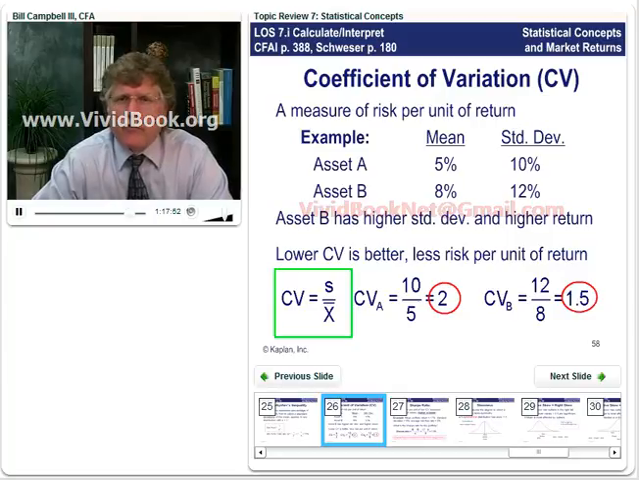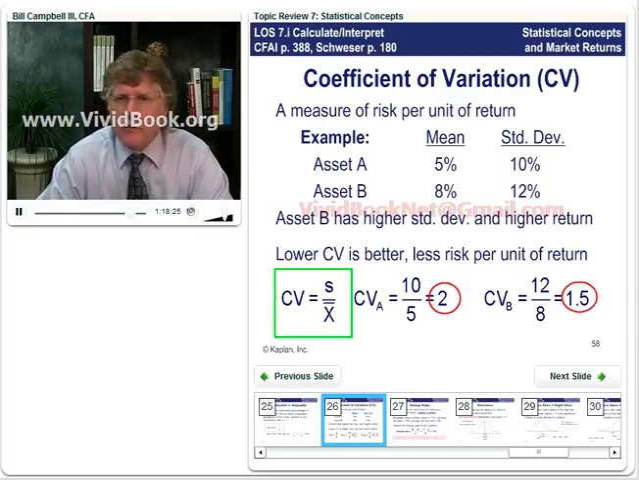So for example, for asset A, we have a mean of 5%. These are our measures of return. So mean return is 5%, standard deviation of returns is 10%. For asset B, average return 8%, standard deviation of returns 12%. We calculate the coefficient of variation for A. 10% over 5% gives us 2. Coefficient of variation for B, 12% over 8% is 1.5.